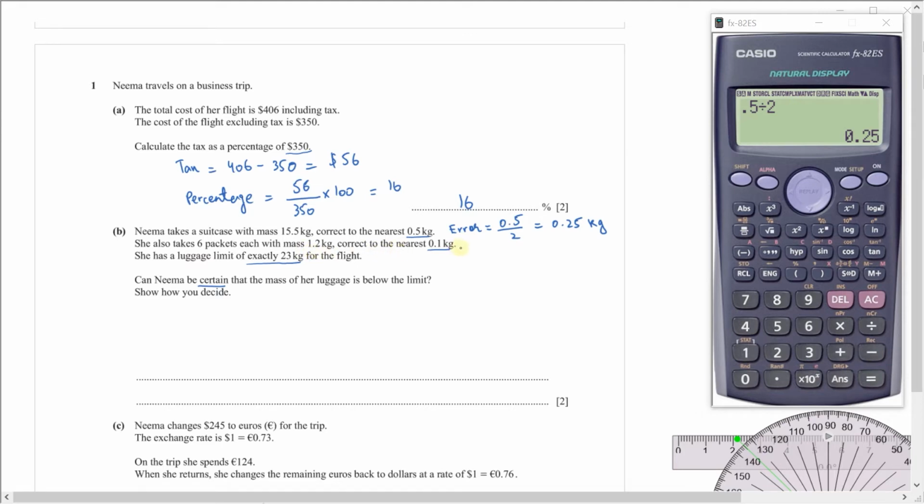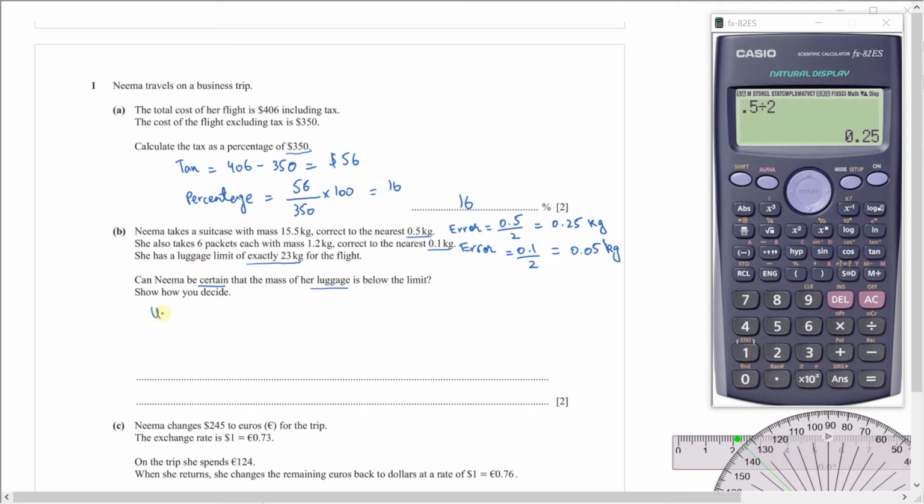So the mass of her suitcase has an error of 0.25 kg, and similarly the mass of each packet is 1.2 kg correct to the nearest 0.1 kg. So the error here in the mass of each packet is 0.1 divided by 2, which is 0.05 kg. Now we need to calculate the maximum possible mass of her luggage and see if it is less than or equal to 23 kg. If it is, then Nima can be certain that she is within the allowed limit.